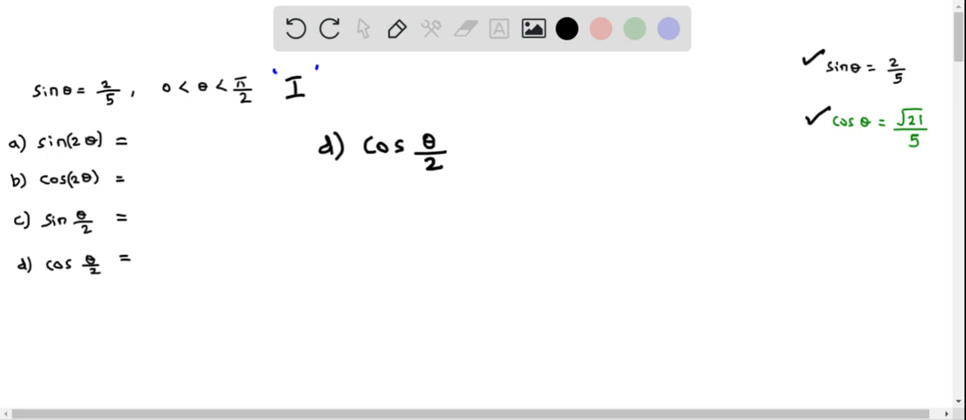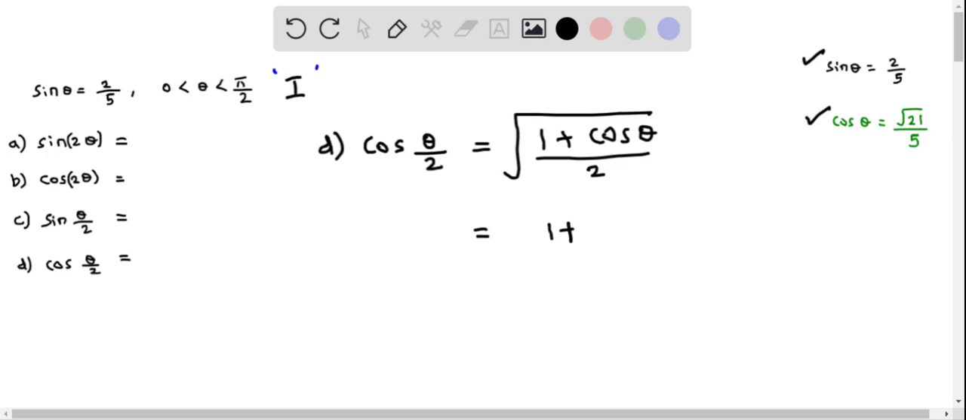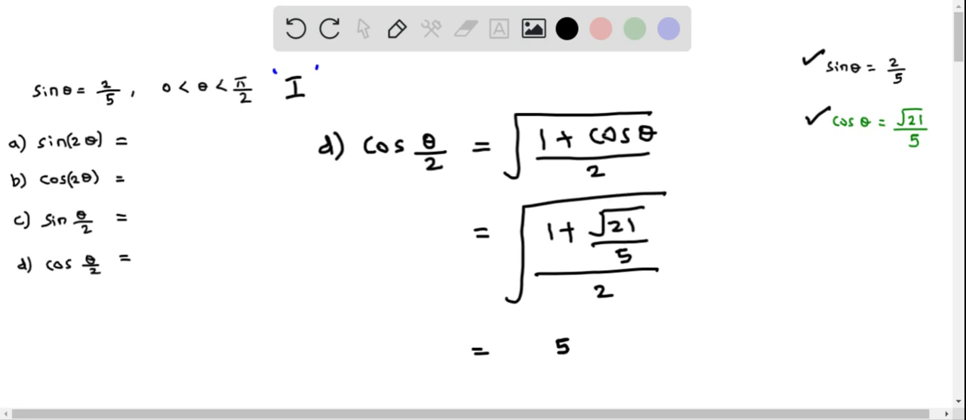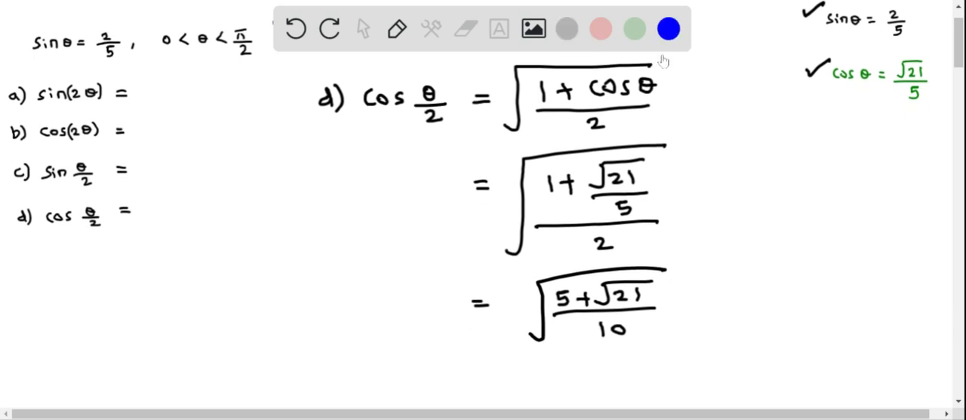In part D, we have cos of theta over 2. Using the half angle identity, we can rewrite this as the square root of 1 plus cos theta over 2. So we have to plug in the value of cos theta. So this becomes 1 plus square root of 21 over 5, over 2. We simplify this. The numerator part will become 5 plus square root of 21, divided by 5 times 2, which is 10. So this is the exact value of cos theta over 2.